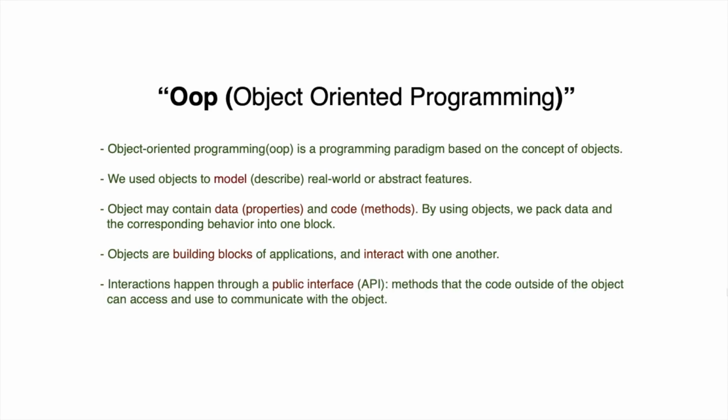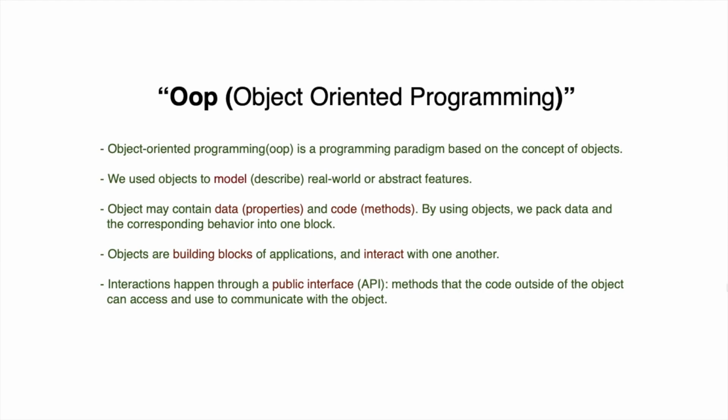Now, this interaction happens through a so-called public interface, which we also call API. This interface is basically a bunch of methods that code outside of the objects can access, and that we use to communicate with the object. It will make more sense once we start developing this concept using code throughout this session.